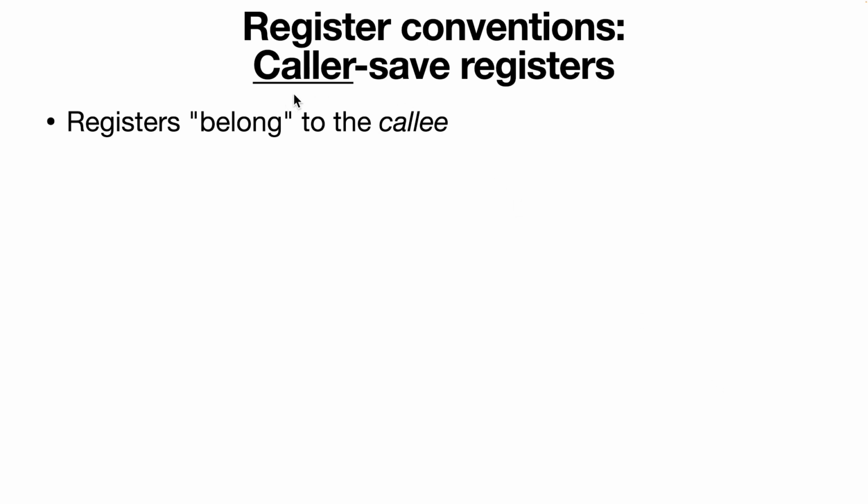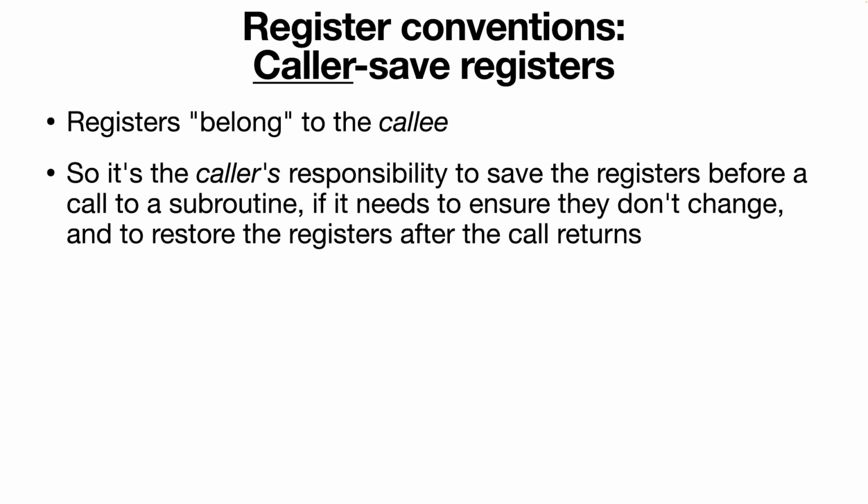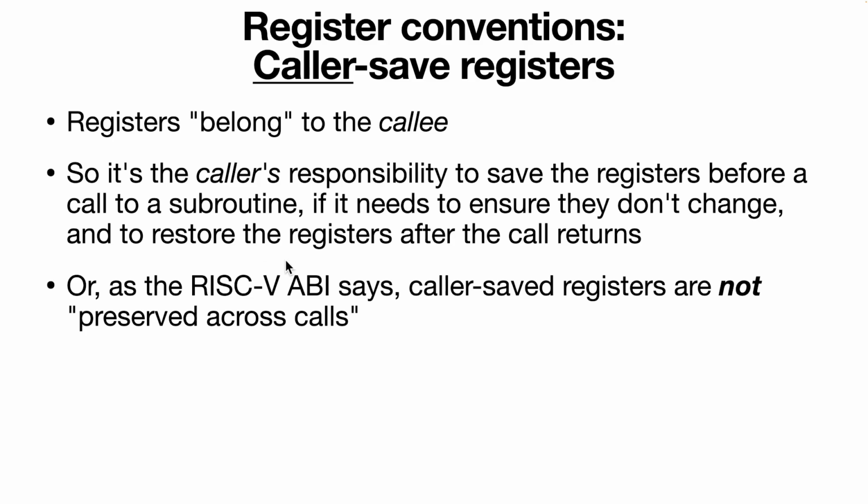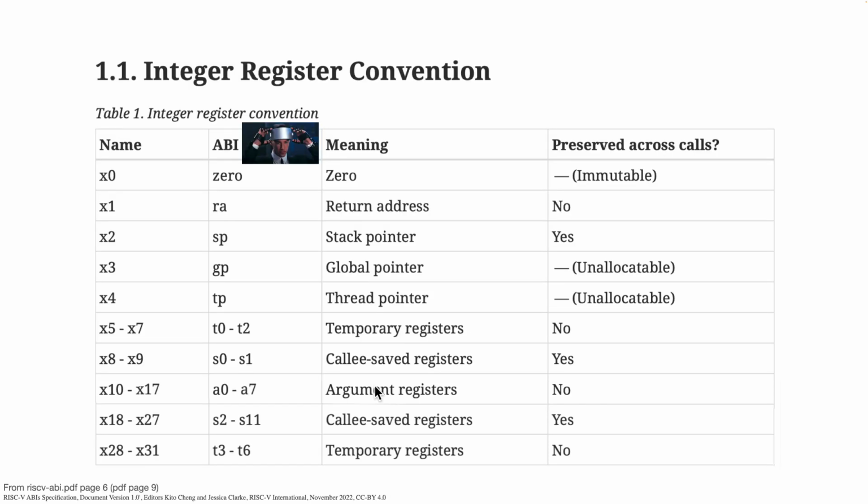Basically, yes. So caller save registers belong to the callee in some sense, and therefore it is the caller's responsibility to save the registers before it calls a subroutine, if and only if it needs to ensure that they don't change, and then it has to restore the register after the call returns. And the RISC-V ABI says that caller save registers are not preserved across calls. So concretely, it is the temporary registers T0 through T6, the argument registers A0 through A7, and the return address, which are caller save registers.